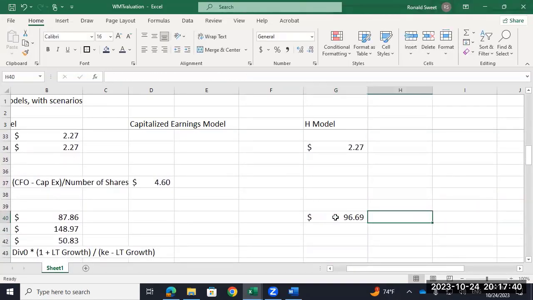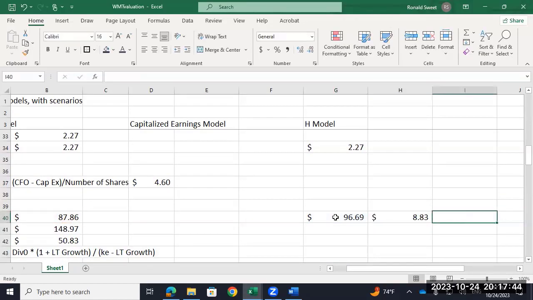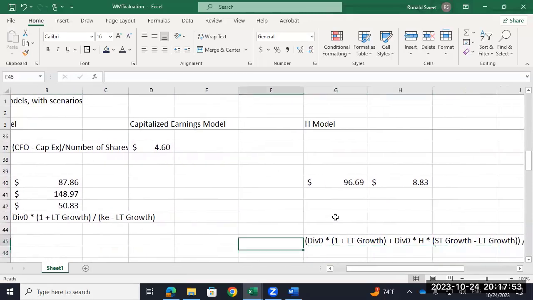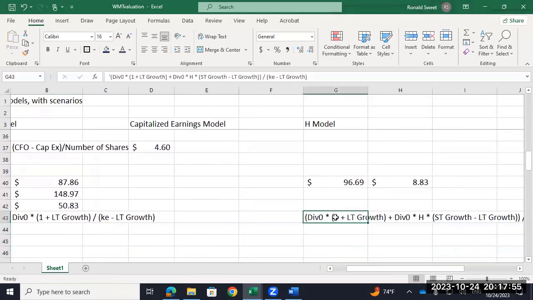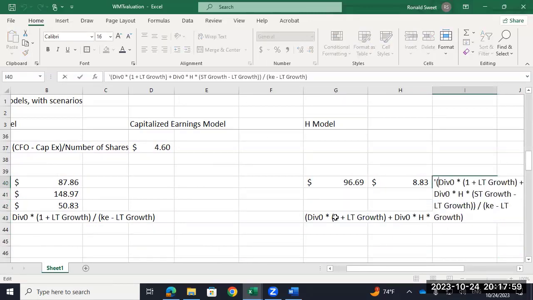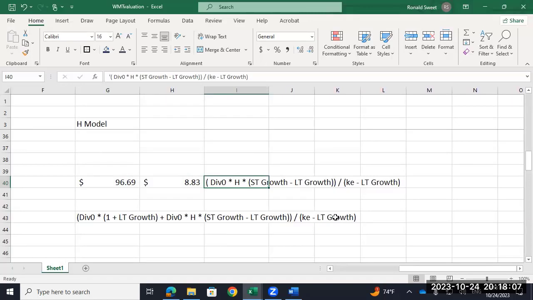So is it correct? So I would double check, make sure you have it correct. So the difference is $8.33. That difference should be that middle little part of the formula. Should just be dividend zero times H times short term. So we can try that.